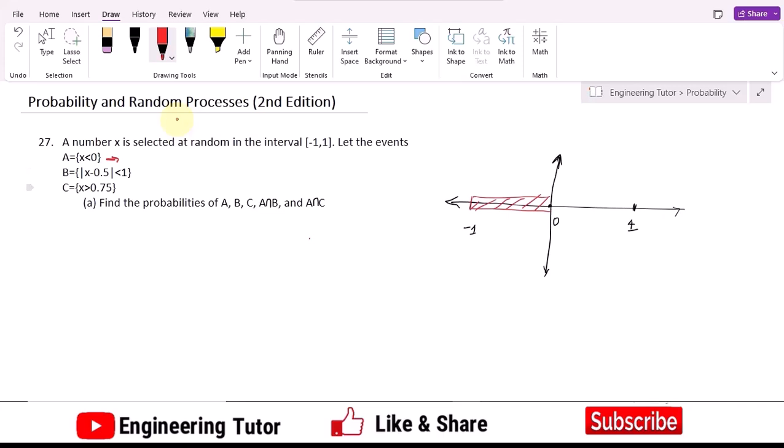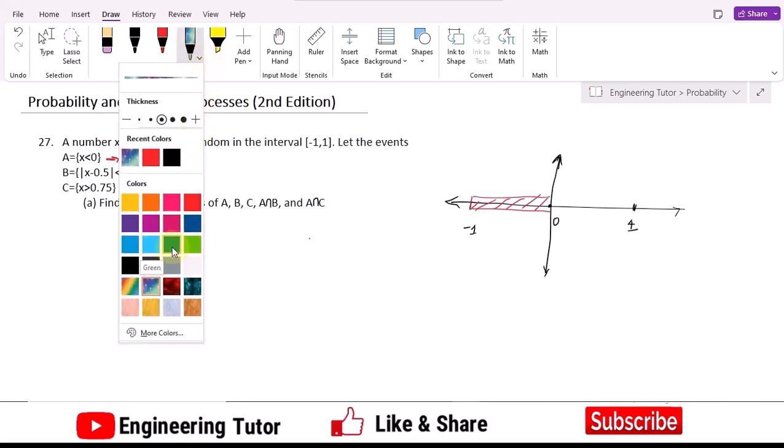Similarly, in order to represent the event B, we can see that in event B, 0.5 is subtracted from x, and the modulus of that value should be less than 1. So in overall this area from 0 to +1, all the values satisfy this condition. If I put 0 minus 0.5, it would be minus 0.5, while the modulus of it will be 0.5, which is less than 1. Similarly, if I put the highest value here, which is 1, then 1 minus 0.5 is already less than 1. Let me represent it with this green color.